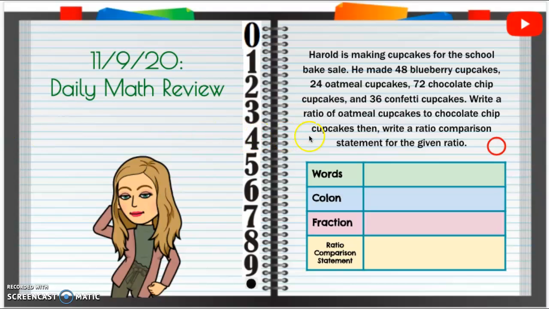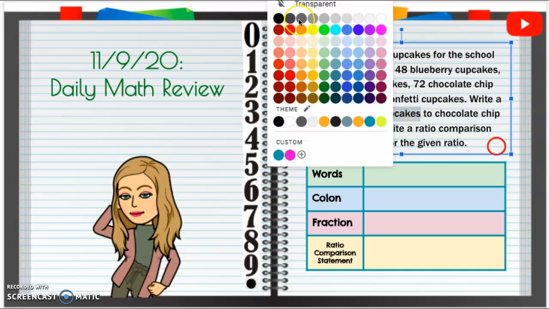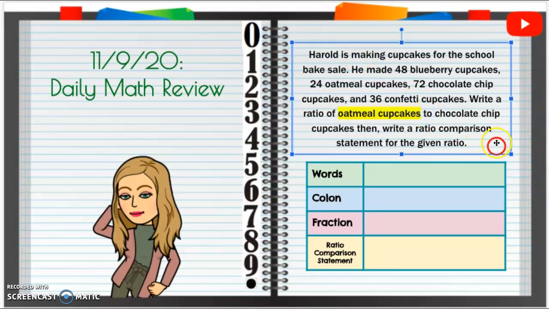All right, so we can do this. So Harold's making his cupcakes. First of all, what it's asking us to do is write a ratio of oatmeal cupcakes. So what are we comparing? Oatmeal cupcakes, so I'll highlight that in yellow, to chocolate chip cupcakes. I'll highlight that in green.